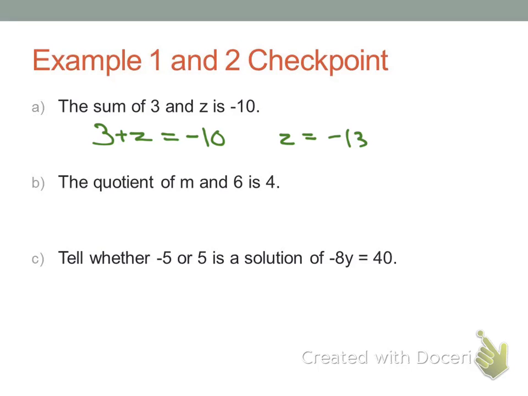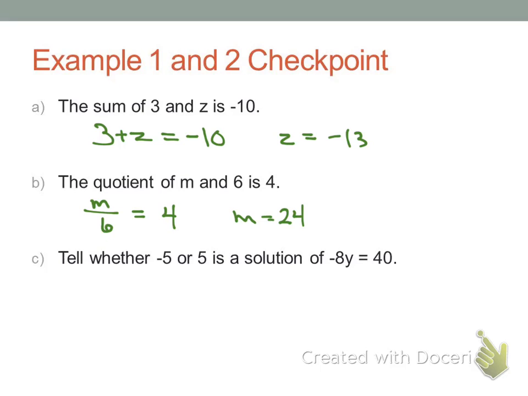Now on B, quotient of M and 6 is 4. M divided by 6 is 4. And what does M equal? 24. Very good. Now on C, I must show the substitution for both solutions.